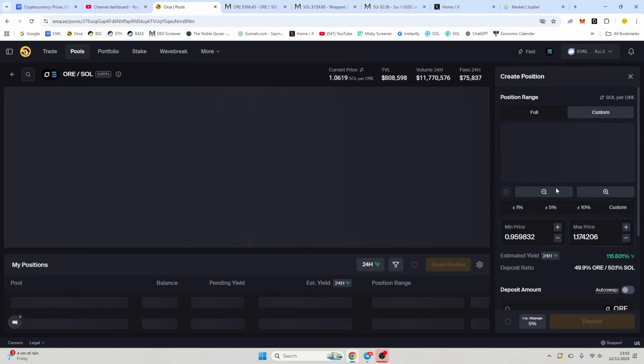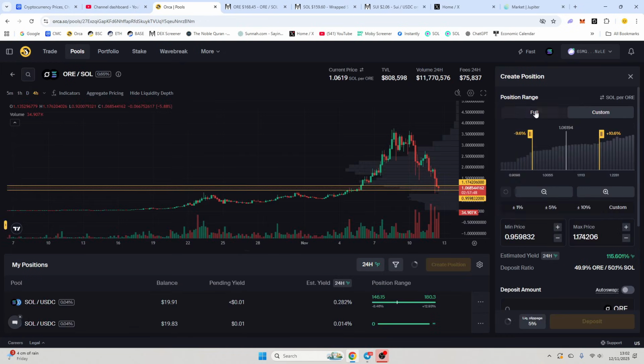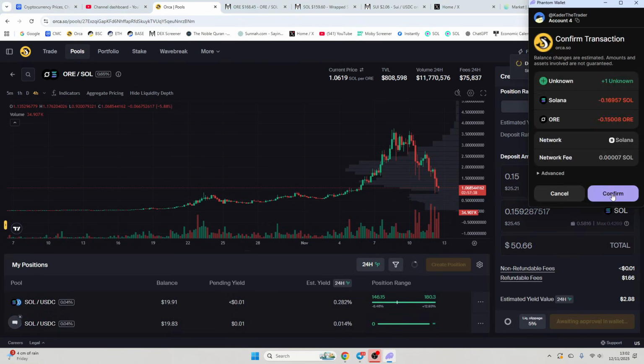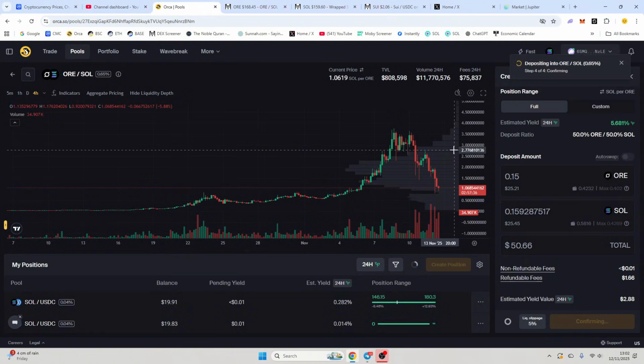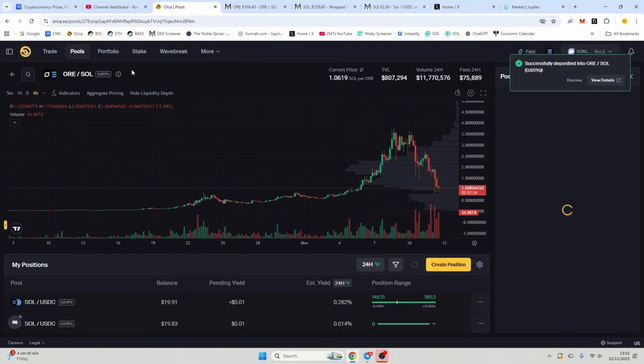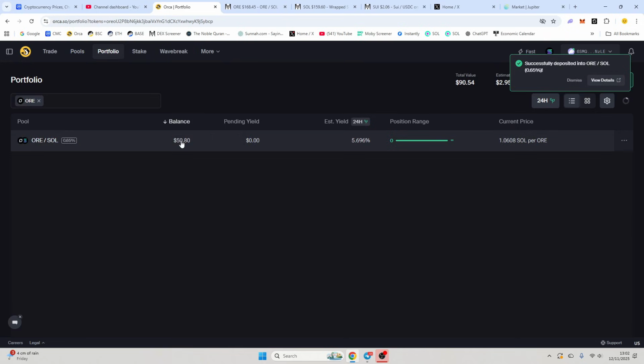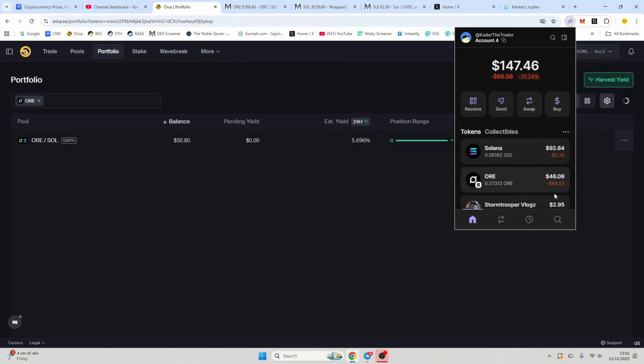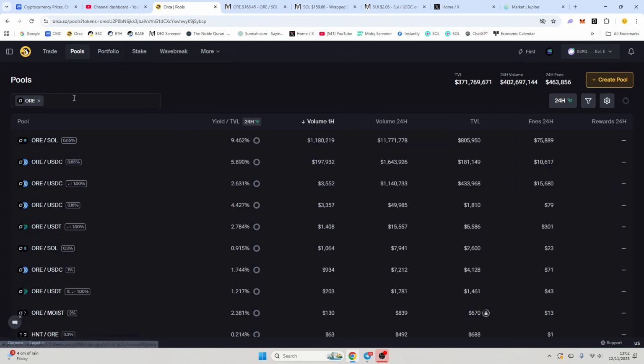So I'm going to go in here and we're going to go with a full range position because I want to maximize my yield. And I'm going to do just slightly under, so $50 in a full range position, because if it does bounce, I can double my money like so. So we've got one position open, which is $50, and in my wallet we've got probably about $50 as well to jump in. But this one I'm going to do an active position.